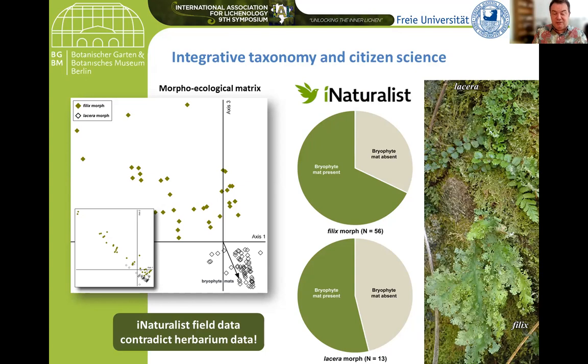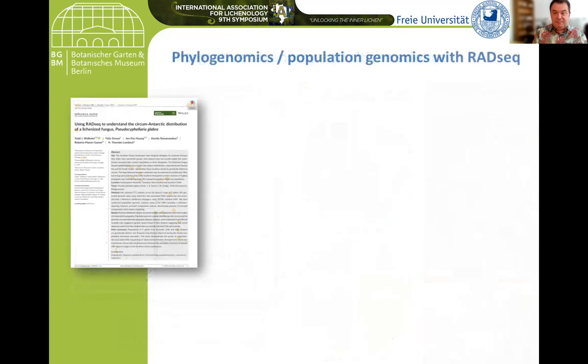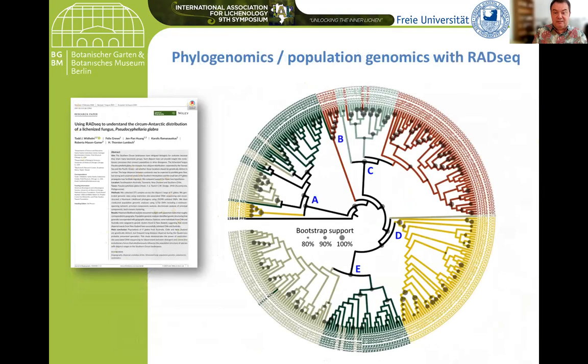This is a case where the RADseq approach might be interesting to use to look at this felix lacera problem. It has been used very nicely recently in Pseudocyphellaria species from the southern hemisphere, Pseudocyphellaria glabra, where you can clearly see that this is a highly structured clade that might actually have more than one species, and this is a very highly resolving method. It has also been used in the case of Usnea antarctica and Usnea aurantiacoatra.